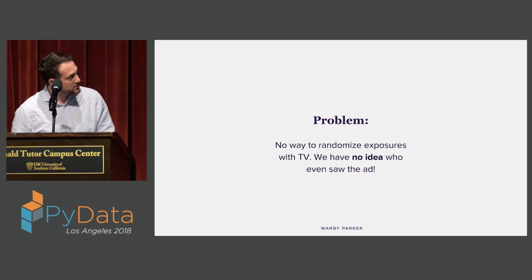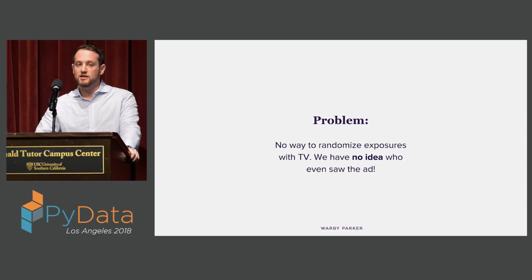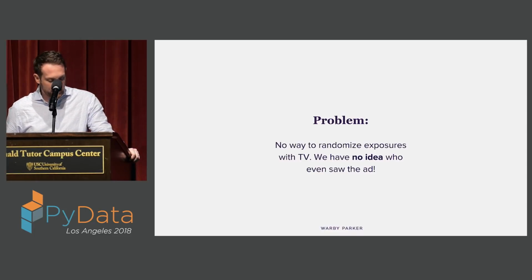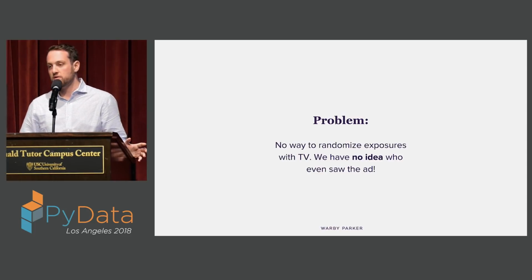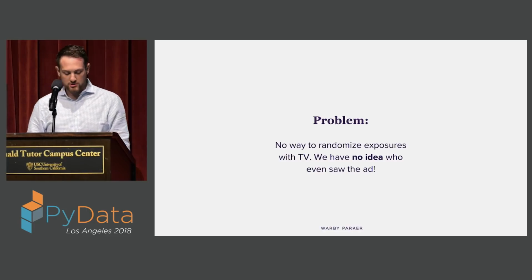And so there's a big problem with this, which is that with TV, there's no way to randomize exposures. And beyond that, there's actually no way to even know who saw the ad. A lot of times, you may have aggregate numbers about how many people watched a certain TV program. But when you're talking about an individual person coming to your website, there's no way of knowing whether or not they were exposed to a TV commercial.